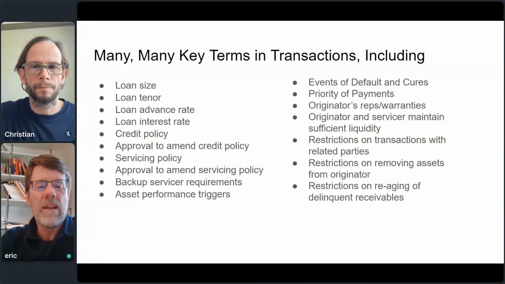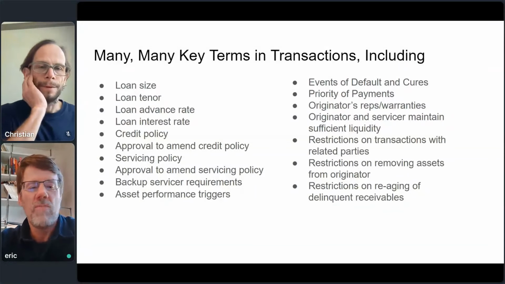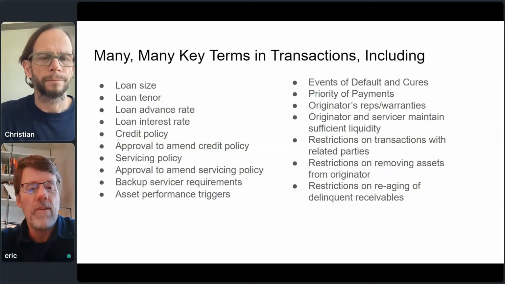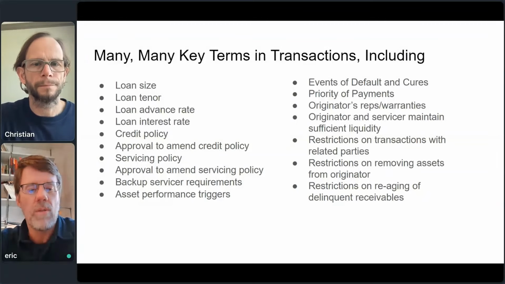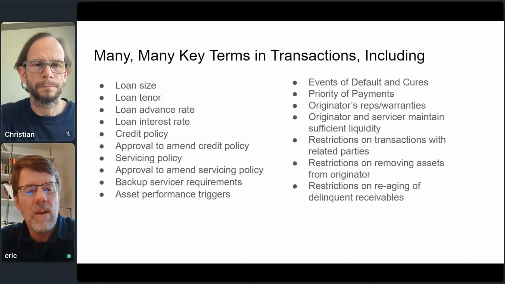I just threw down, off the top of my head, some of the key terms in transactions, and this is by no means everything. This is probably maybe 5%. These are key ones, but there's so many more. So I really want people to think, when you do a structured finance transaction, there's many important, or material, terms. Let me give you a quick list of some of these. How big is the loan? How long is the loan? What's the advance rate? What's the interest rate? Those are all kind of obvious.